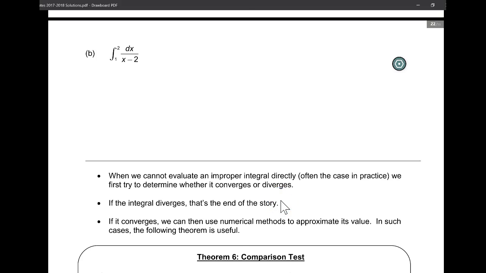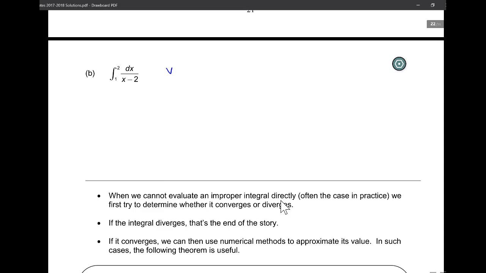Okay, so for part B, the problem is that there is a vertical asymptote at x equals 2, therefore it's going to be continuous on the interval from 1 to 2.